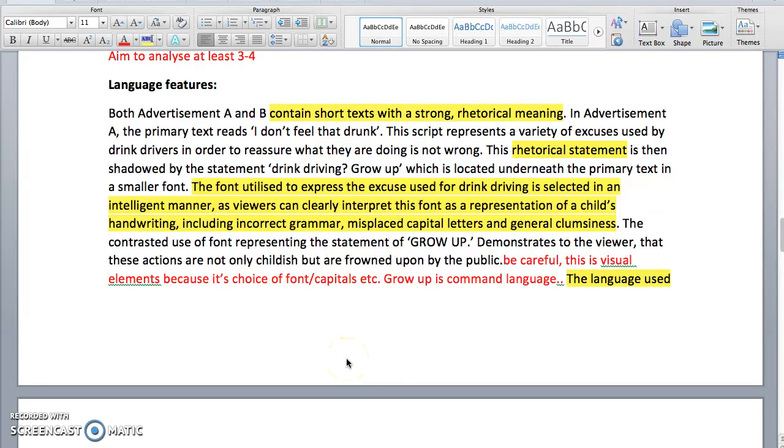Okay, Santo. Number 2, part 2. We were talking about the choice of font and capitals.